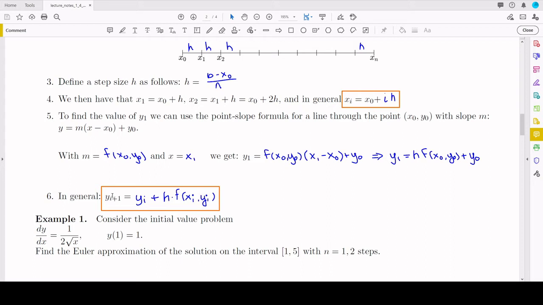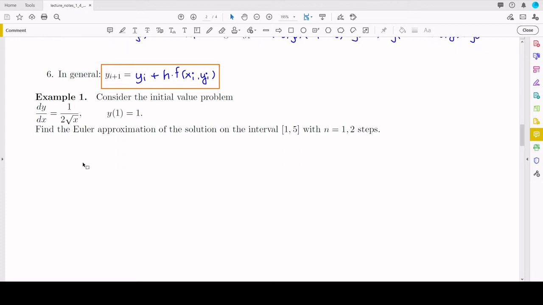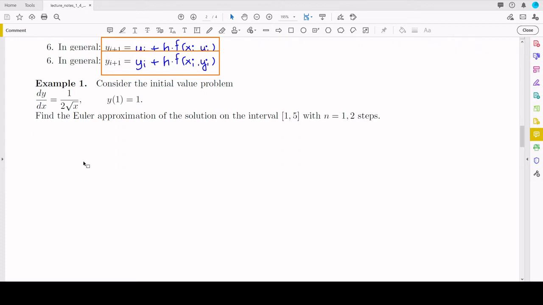So the next y, you can find it from the previous y by going h units to the right and then multiplying that by the slope of that tangent line, and that will give you the change in y. Okay, so let's do an example. We'll start out relatively simple.